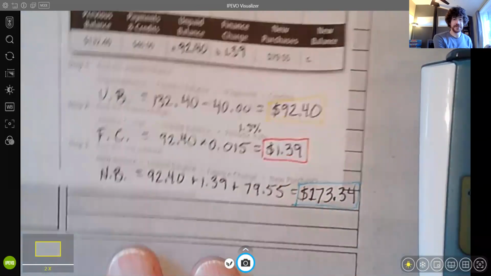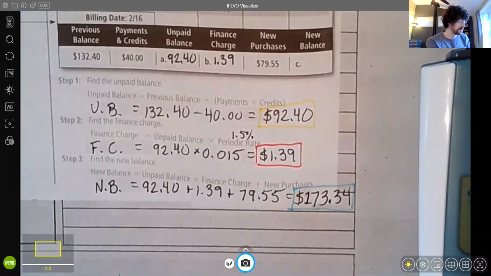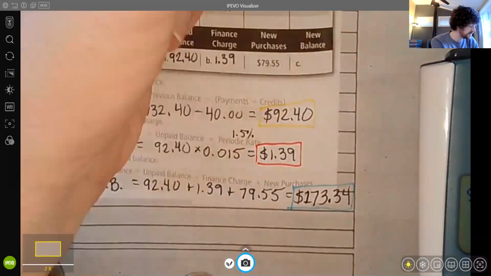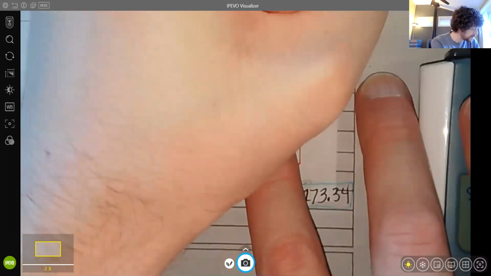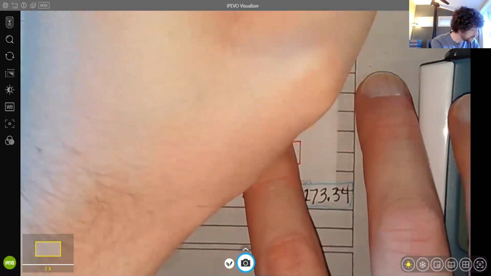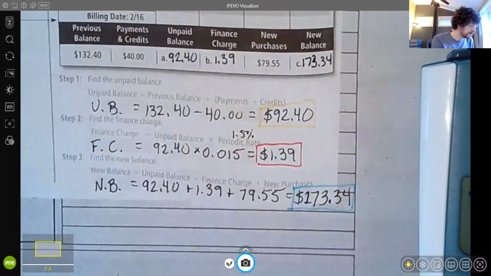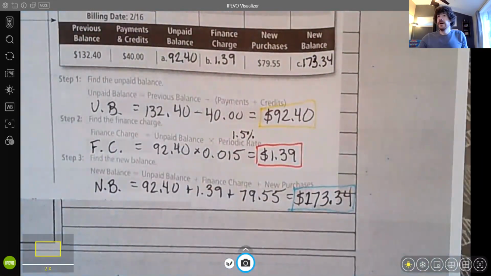So three separate calculations for the unpaid balance method that we're using today. So 173.34. Each of the calculations by themselves, not very complicated. It's just a matter, like I said, of staying really detail oriented with this.